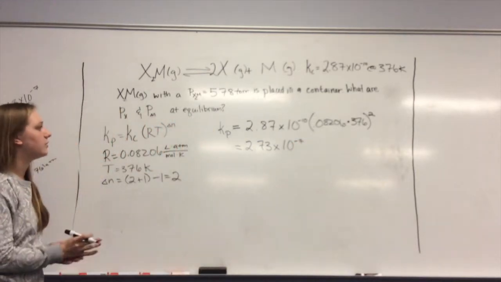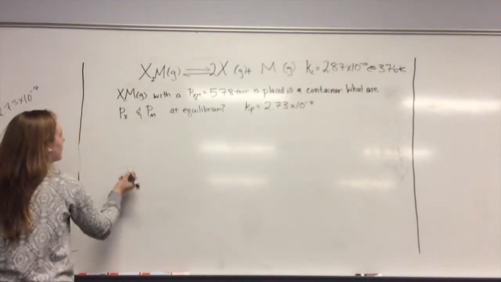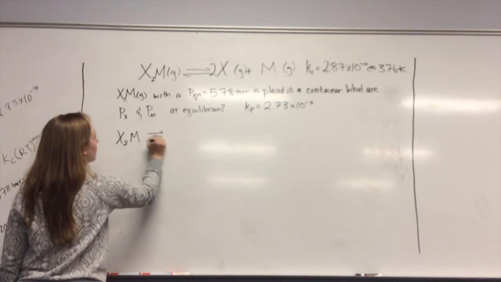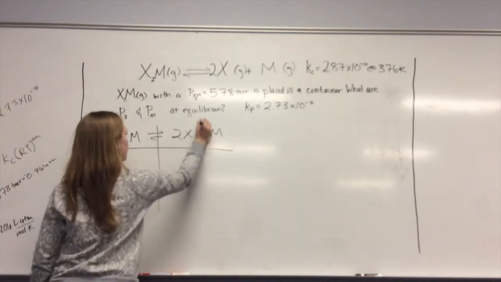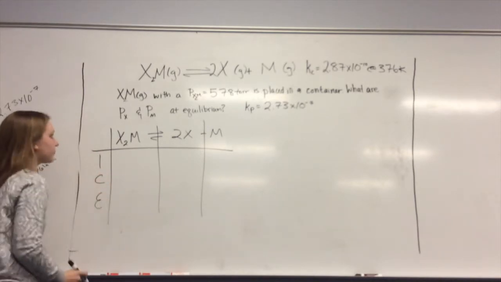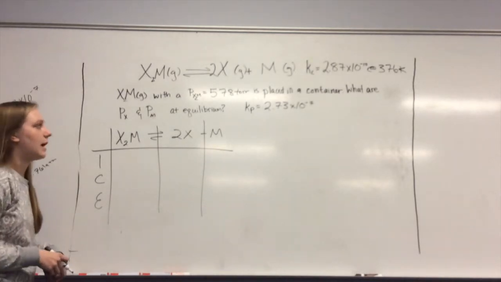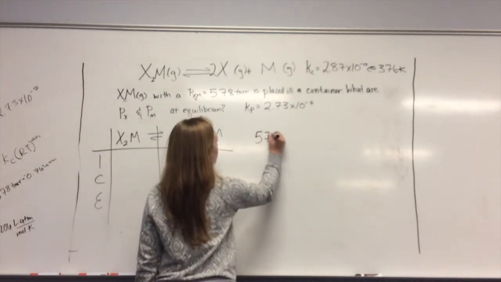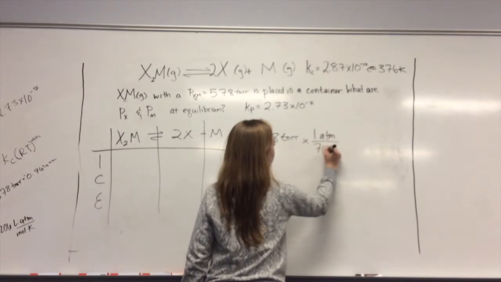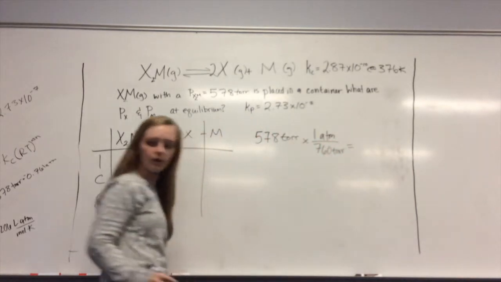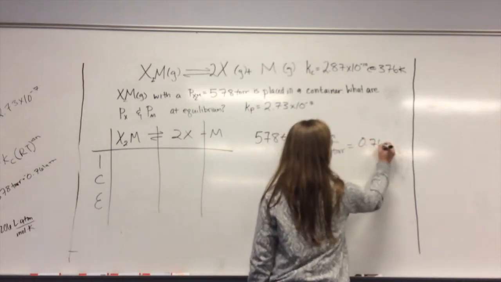Okay, so now that we have our K sub P, we can use this in an ice table to figure out the equilibrium pressures of X gas and M gas. So we rewrite our equation. And so our initial pressure of X sub 2 M gas is given in torr, but our ice table requires that it be in atmospheres. So first we need to change it from torr, 578 torr, and there's 1 atmosphere per 760 torr. And that gives us 0.761 atmospheres.